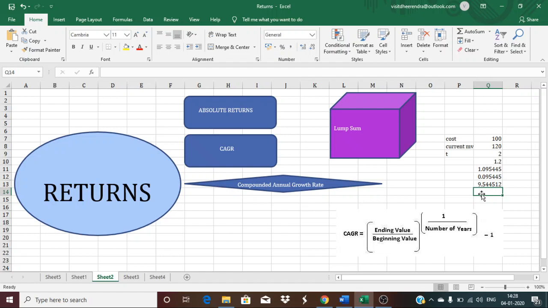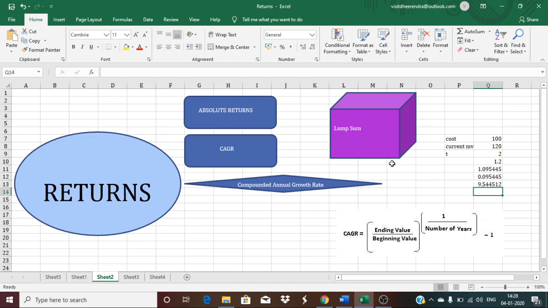Now 9.544512 is the percentage CAGR. What CAGR is saying is, if I invested 100 rupees, then every year it will increase by 9.544512 percent. So this is giving us the percentage annual return, or compounded annual growth rate.